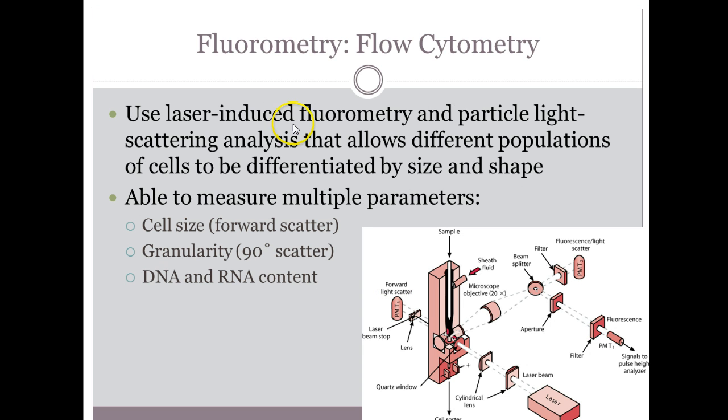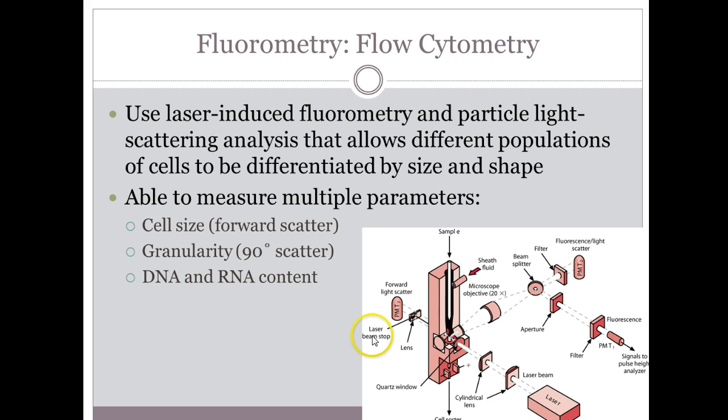All right, so we use laser-induced fluorometry and particle light scattering analysis that allows different populations of cells to be differentiated by shape and size. So here is what it looks like. You've got the sample coming from the top down, and you can see that light, or a laser, is shining at the cells. Readings are taken from these 3 photomultiplier tubes. You got photomultiplier tube 1 over here, tube 2 over here, tube 3 over here, and depending on how much light scatter is picked up on different areas, it tells you the different type of cell that's there.